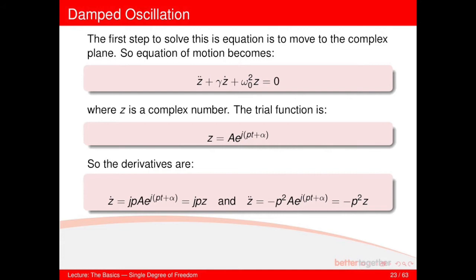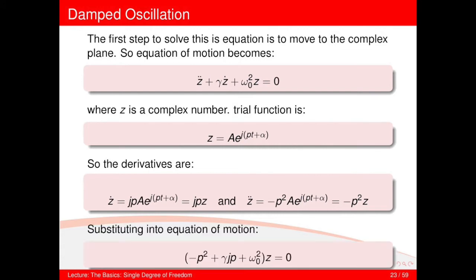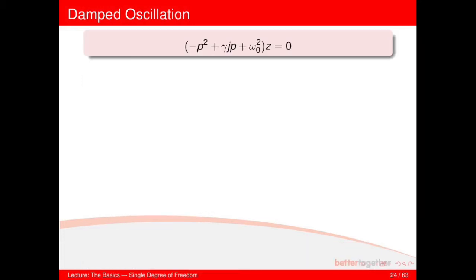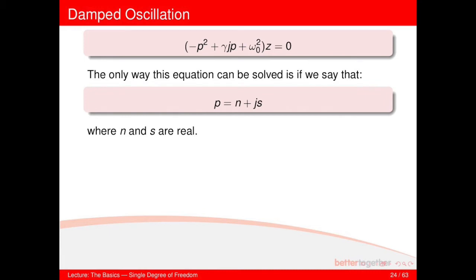Let's stick that back in the equation. So there we are. For z double dot, we've stuck in minus p squared. For z dot, we stick in jp times gamma, because obviously we've got gamma up there. And here we've got omega naught squared times z. That's what we had before. Now the only way this equation can be solved is if we make p a complex number. So we're using it again. p is a complex number.